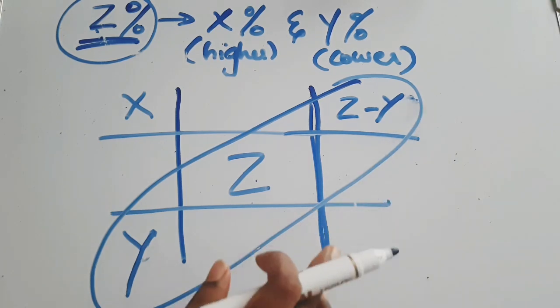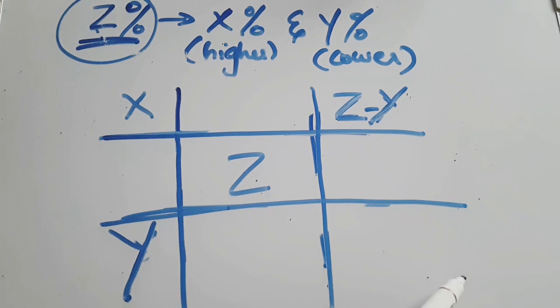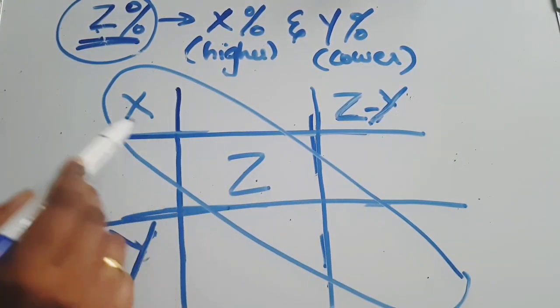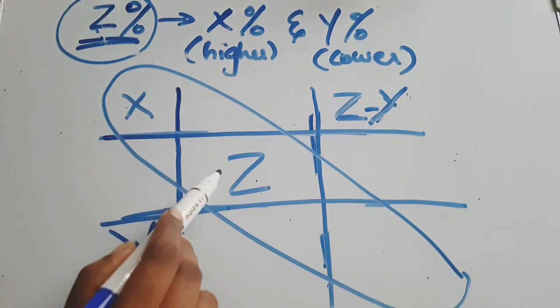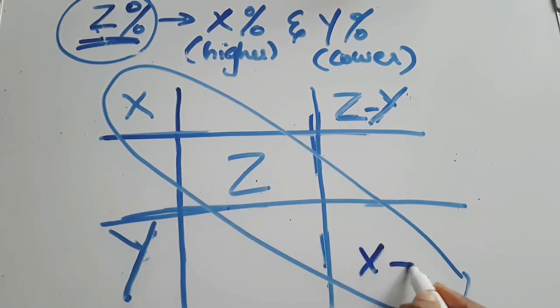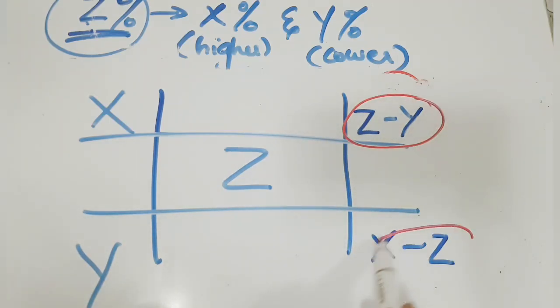Now we write the same thing in the other direction. When calculating the difference diagonally, we find the difference between the higher percentage strength and the desired percentage strength. That will be X minus Z, which we write in the bottom right corner of the alligation matrix. From these two values we find the parts.